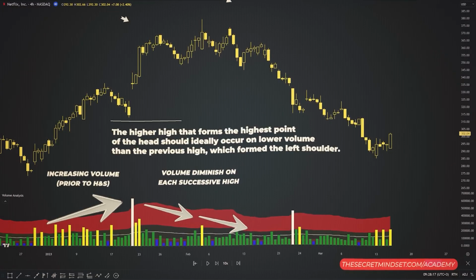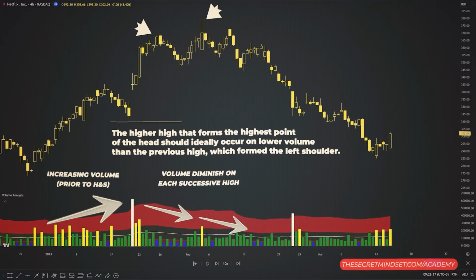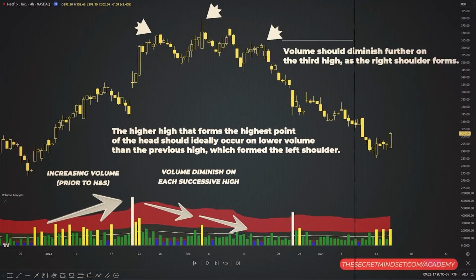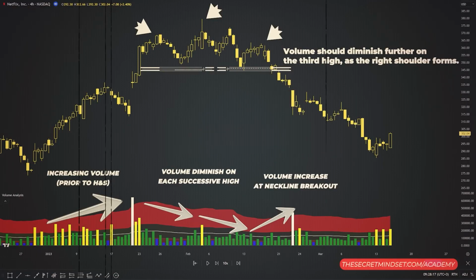The higher high that forms the highest point of the head should ideally occur on lower volume than the previous high, which formed the left shoulder. Volume should diminish further on the third high as the right shoulder forms. This demonstrates a lack of enthusiasm from the buyers, who are losing their will to continue buying at higher prices. If and when the neckline breaks, that break should occur on high volume.